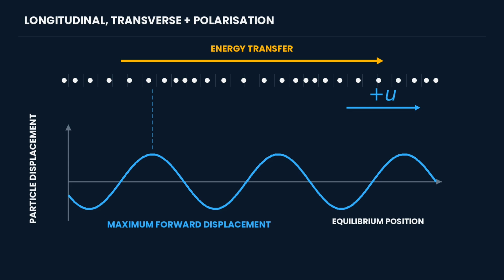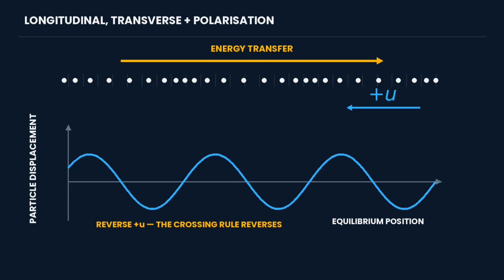The crest is actually where particles have the maximum forward displacement, and nearby particles have shifted by nearly the same amount, so the spacing and pressure are virtually normal. A trough is a maximum backward displacement and also has pretty normal pressure. Adjacent compressions are one wavelength apart, as are adjacent rarefactions. A compression and its nearest rarefaction are a half wavelength apart. This crossing rule follows the sign convention shown. Reverse the positive displacement arrow and it reverses too.